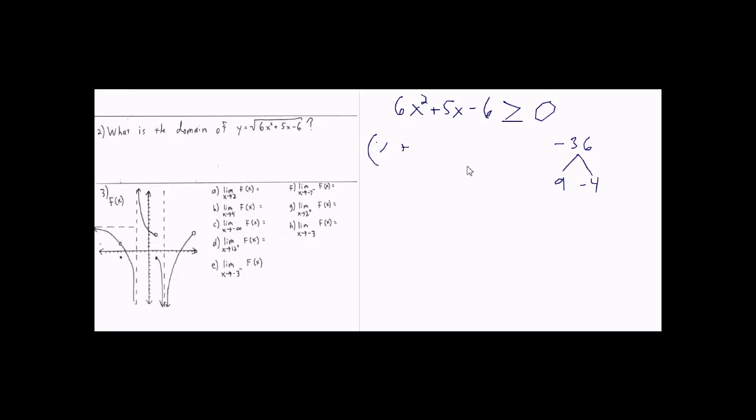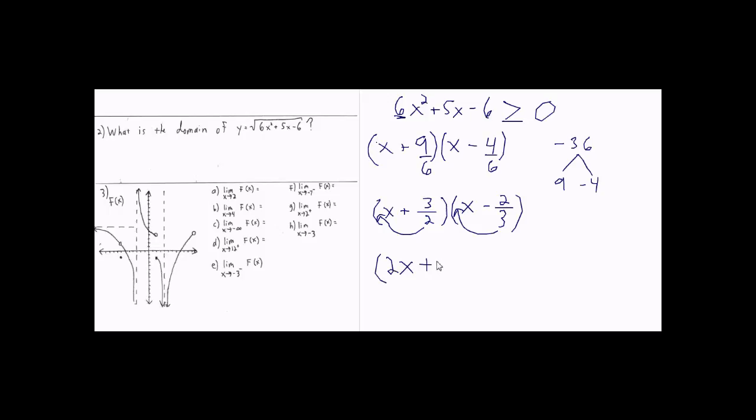X squared, God, I'm falling apart here on camera. x plus 9 times x minus 4, and you take this leading term up here, 6, and divide both of these guys by that. So this is going to become x plus 3 halves, x minus 2/3, and don't ask me why this works. It's not important. You bring the denominator up to the front, and what you get is 2x plus 3 and 3x minus 2. And that is the factored version of this original thing up here.